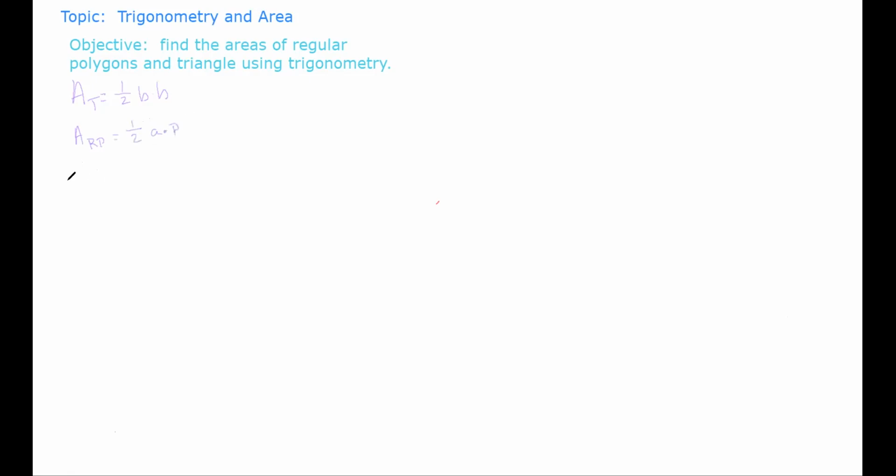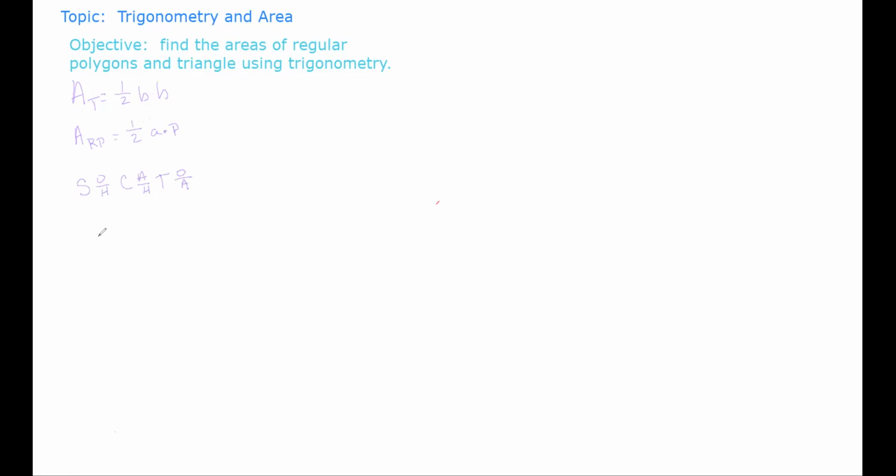And then we should remember our trig functions, which are sine, cosine, and tangent. So the sine is the opposite over the hypotenuse. The cosine is the adjacent over the hypotenuse. And the tangent is the opposite over adjacent. And there is your SOHCAHTOA.